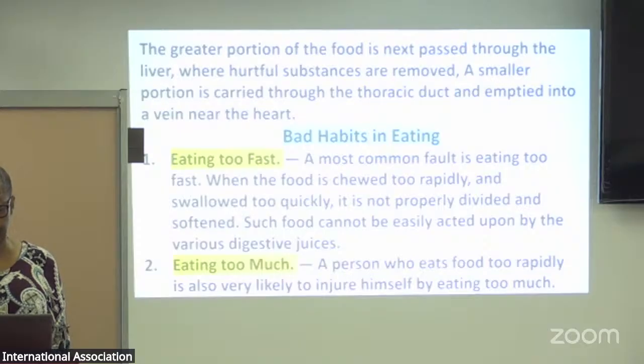Eating too much. A person who eats food too rapidly is always very likely to injure himself by eating too much.